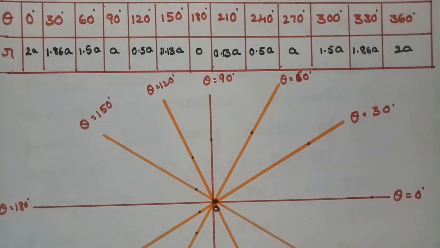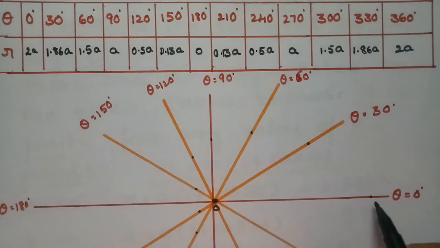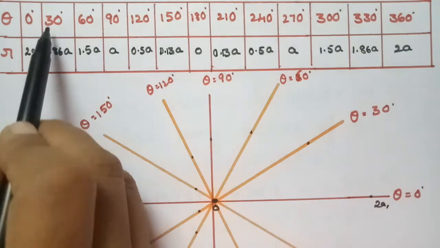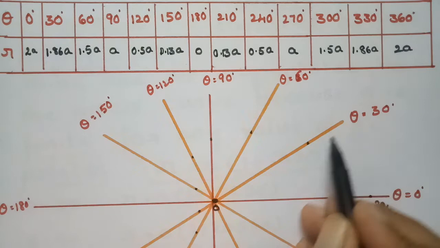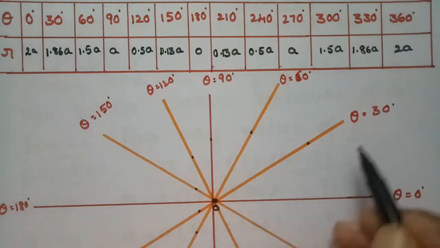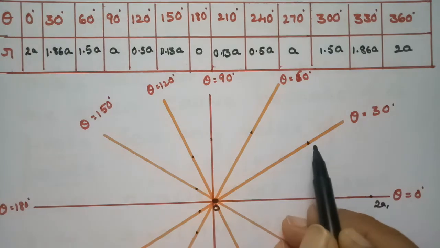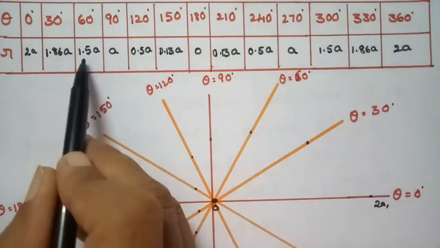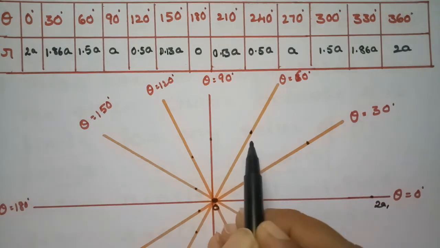See here, for the angle theta is equal to 0, this is 2a. So name it as 2a. And the next one, for theta is equal to 30 degrees, it is 1.86. It is somewhat closer to this one, 1.86. And for 60 degrees it is 1.5. See, plot here, it is 1.5. It's a guess, that's it.